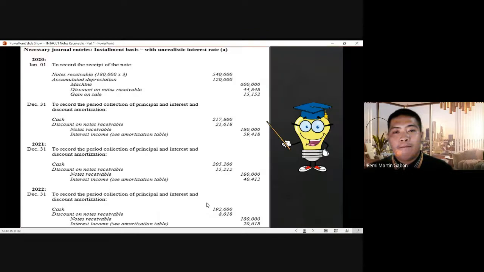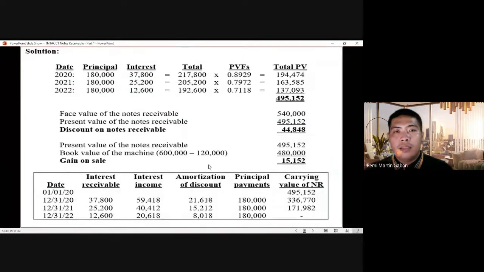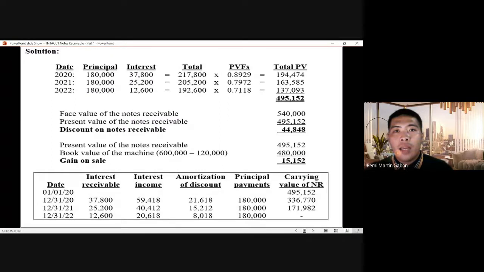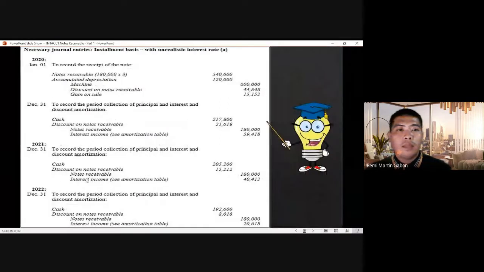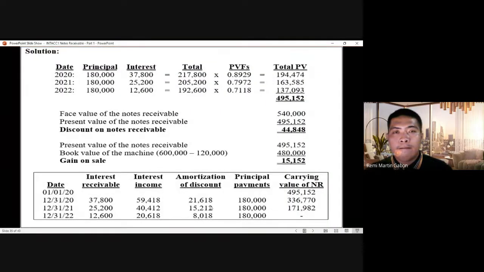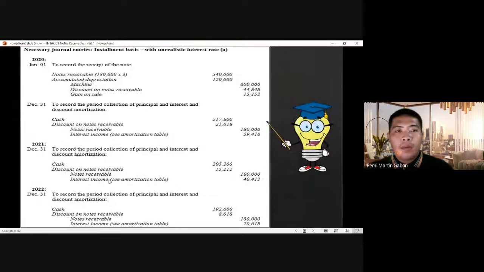Then in 2021, debit cash, 205,200. Discount on notes receivable, 15,212. Then credit notes receivable, still 180,000, and interest income, 44,112.